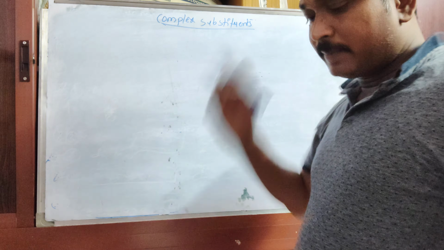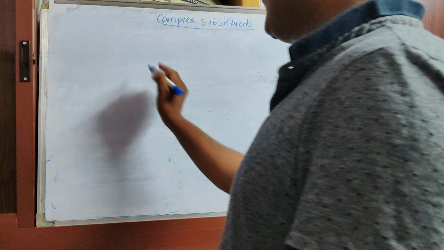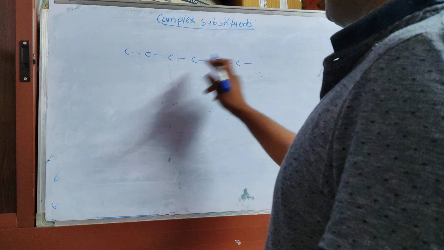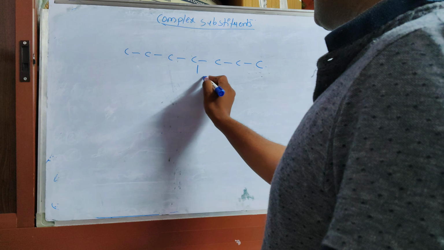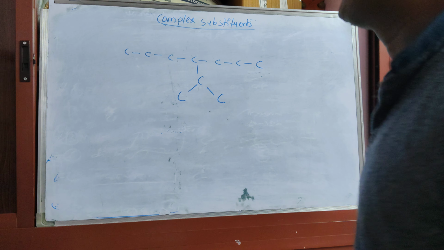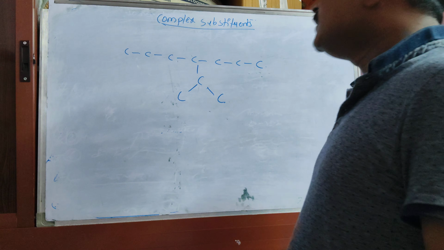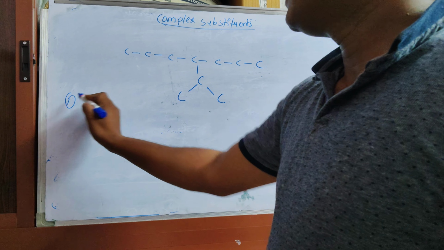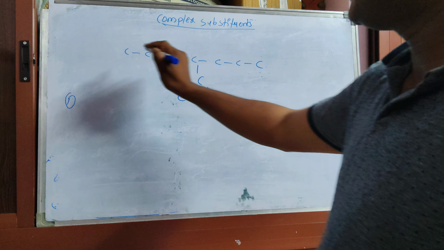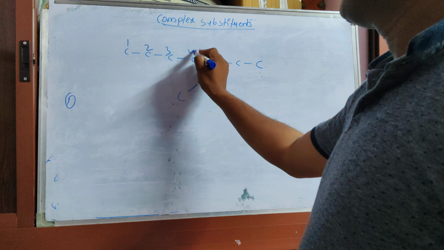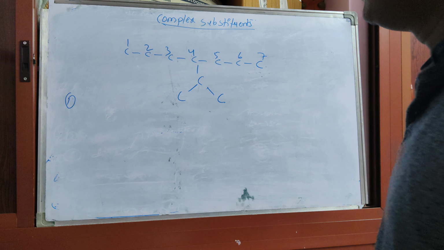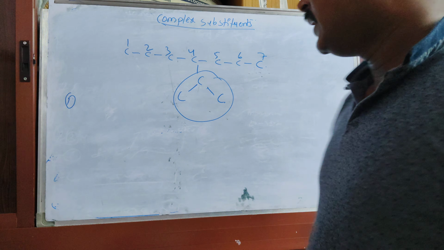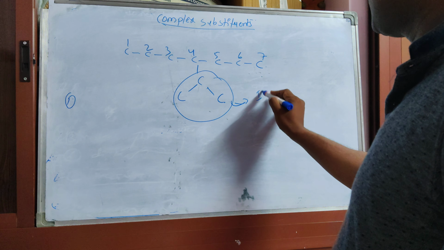For example, if you take a chain of carbons, carbon, carbon, carbon, carbon, carbon, carbon, carbon. This is the complex substituent. In this case, how to get the nomenclature? First, you have to give the priority to the normal carbon chain: 1, 2, 3, 4, 5, 6, 7. After giving the priority, then you take the complex substituent. Again, this is also named as per IUPAC.